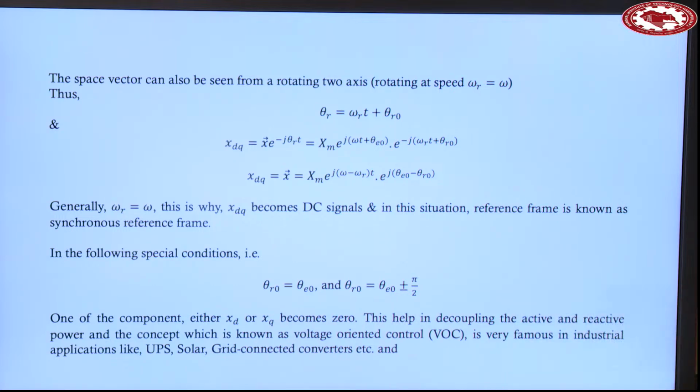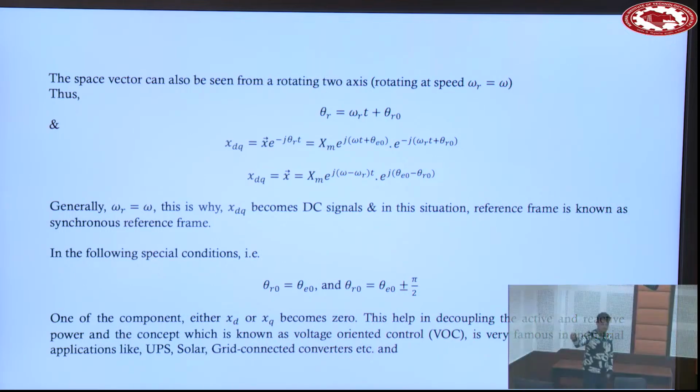If it is at plus minus pi by 2, suppose plus pi by 2, theta r is equal to theta e naught plus pi by 2, then theta r naught minus theta e naught is going to be pi by 2, then the real component is not there. So Vd is 0, Vq is the peak value. So one of the components is becoming 0, either Vd or Vq, Xd or Xq, depending on the two choices, theta r naught equal to theta e naught or plus minus pi by 2.